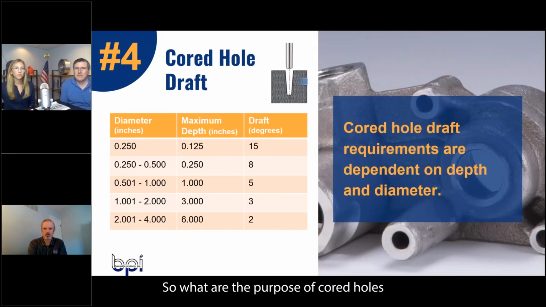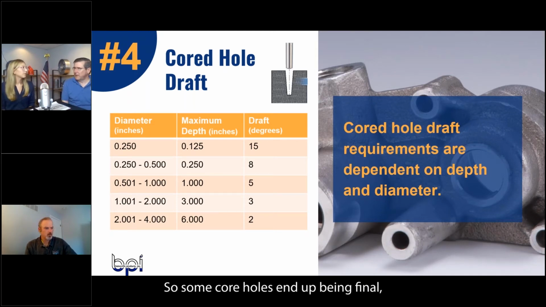What is the purpose of cored holes and how do you dimension them? So some cored holes end up being the final product if they just need a hole through the part for some type of breathing. Okay. But occasionally the holes being cored can actually save time in the machining operation too. So when you core a hole, it will have some draft as well. Okay. And these are the recommended drafts for cored holes. And if you want a perfect square-sided hole, you will have to do some minimal machining after the part is cast. Gotcha.